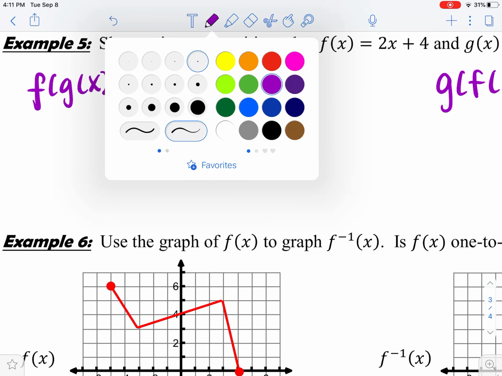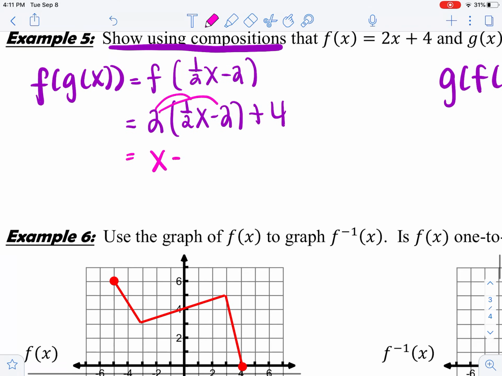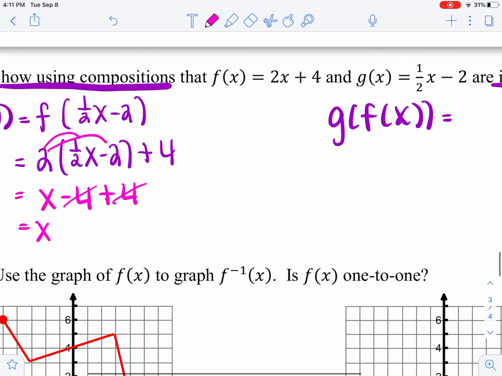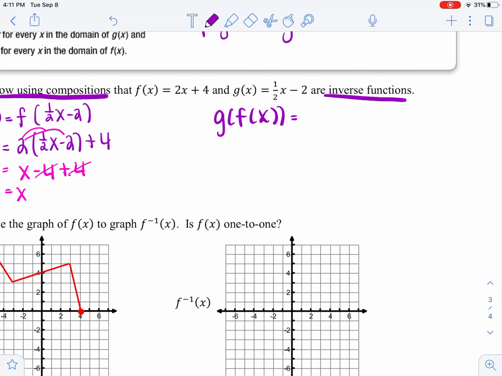So you have to show your steps here. So first thing I'm going to do is distribute. And I get 2 times 1/2 x is x. 2 times negative 2 is negative 4, and then plus 4. And then you can see that these cancel, and this simplifies to just x. All right, now let's do g of f of x. So I'm going to take g, I'm going to plug in f of x, which is 2x plus 4.